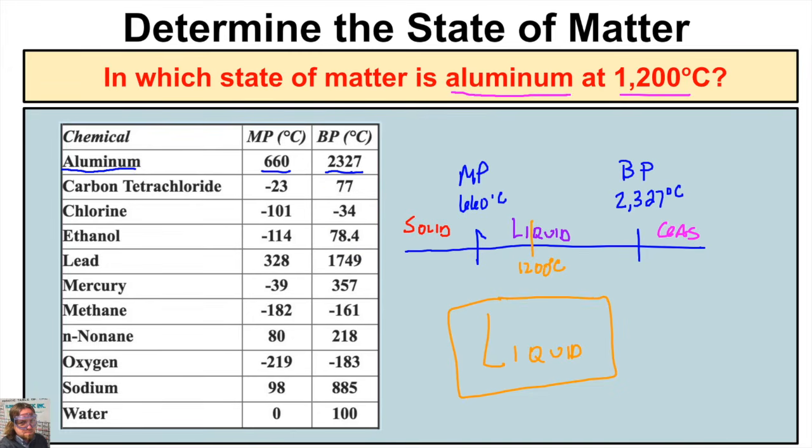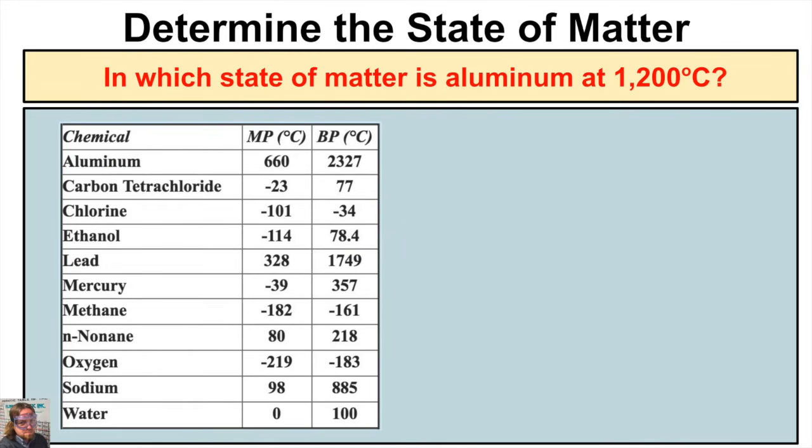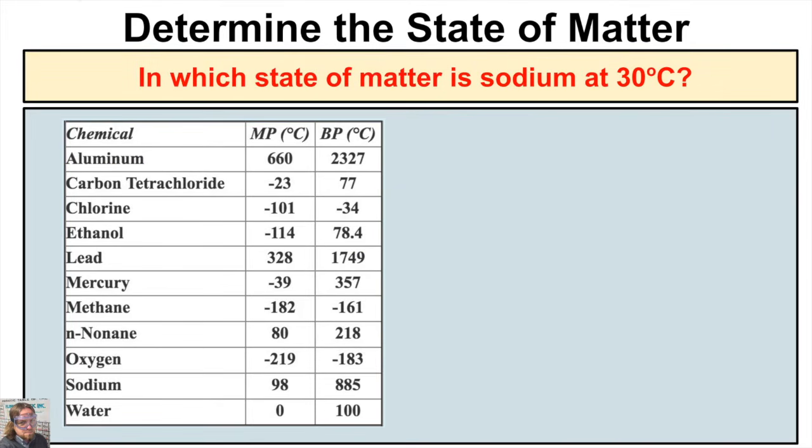Let's take a look at another example. Before we begin this example, I recommend that you pause this video at this point and try one of these on your own. It says, in which state of matter is sodium at 30 degrees Celsius? If we take a look at sodium here, we see that its melting point is 98 degrees Celsius and its boiling point is 885 degrees Celsius.